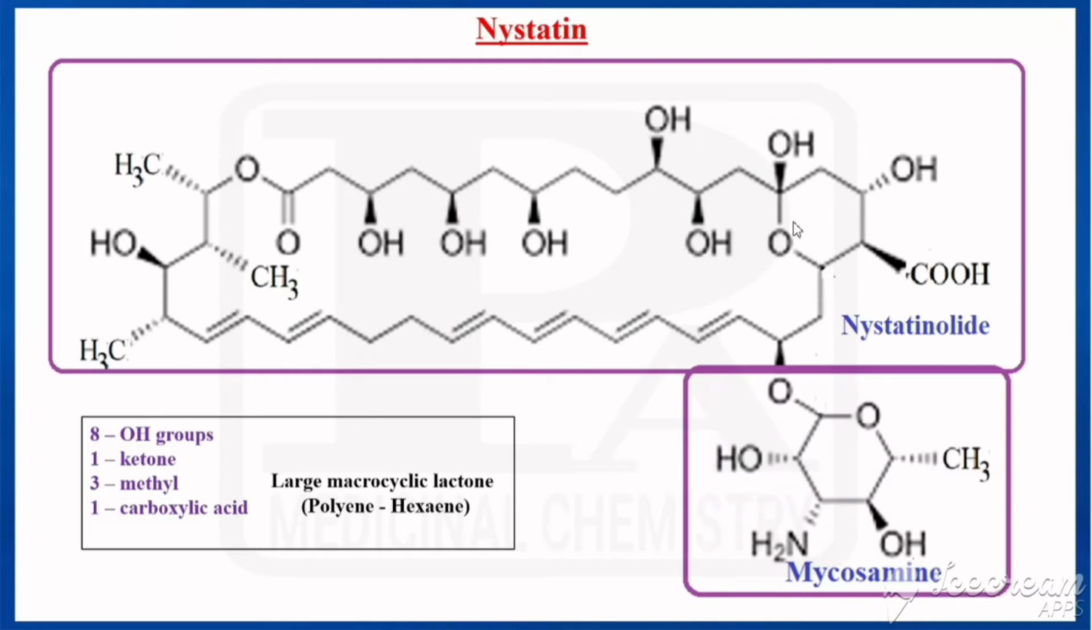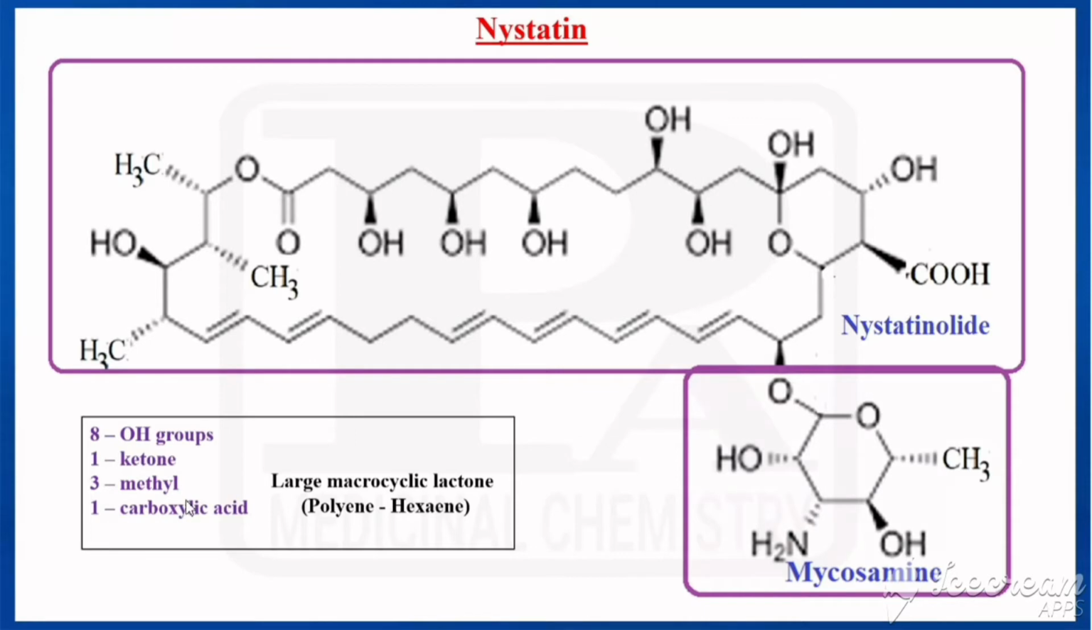So what is the name of that aglycone? That is called nystatinolide. What is the name of the glycone? The glycone is common for all the three, that is mycosamine. Okay, so what is the aglycone? That is called nystatinolide. What is the glycone? That is called mycosamine. It is having 8 hydroxy groups, same as that of amphotericin B. It is having 8 hydroxy groups, 1 ketone, 3 methyl and 1 carboxylic acid.